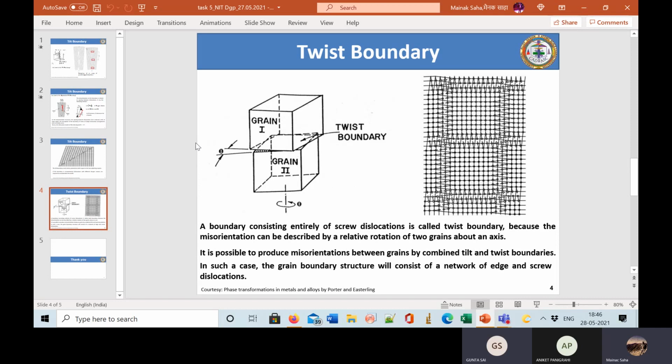No, Bhaiya, I understood all. Oh, you understood all this, about the twist boundary and the tilt boundary.